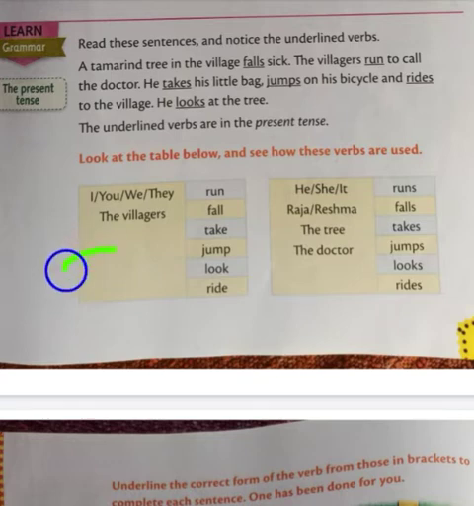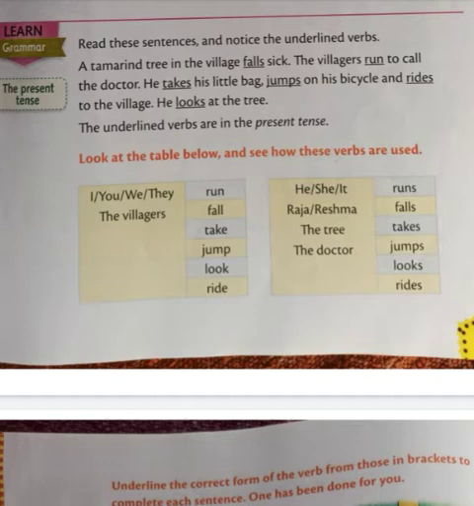And there is a formula of present tense. What is that? Subject plus v1, verb 1, the first form of the verb. So to form any sentence of simple present, we will use subject plus v1. Here we have to understand the addition of s or without s.